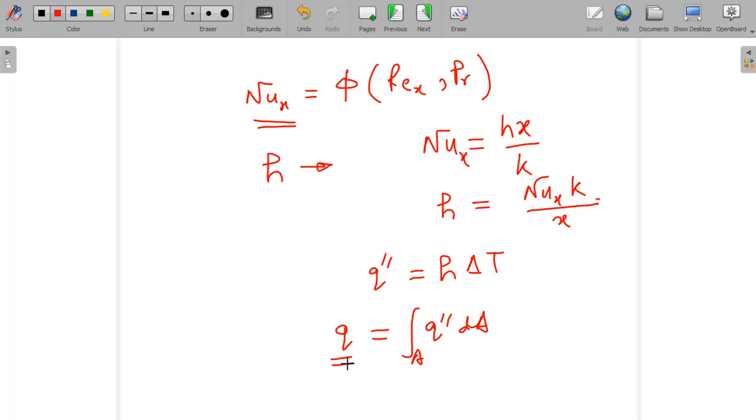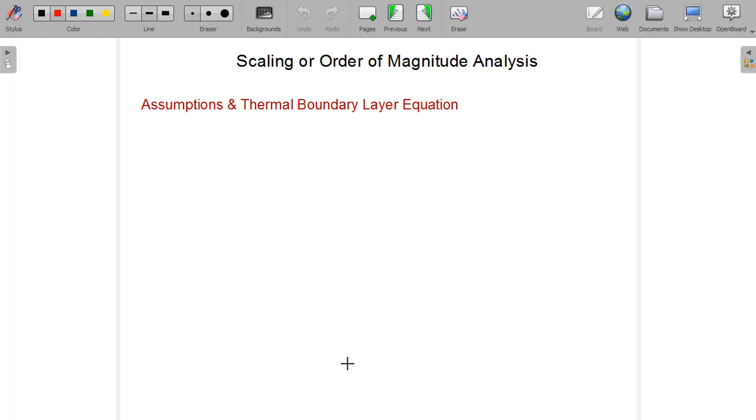In the next lecture, we will see the scaling or order of magnitude analysis.